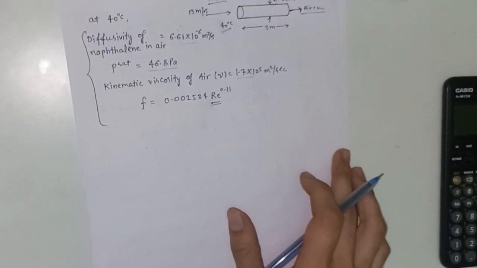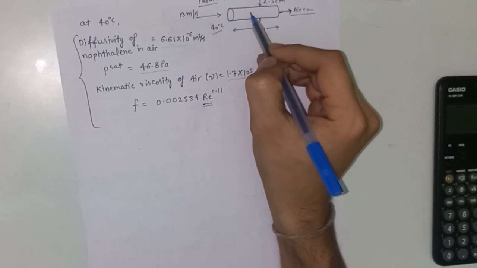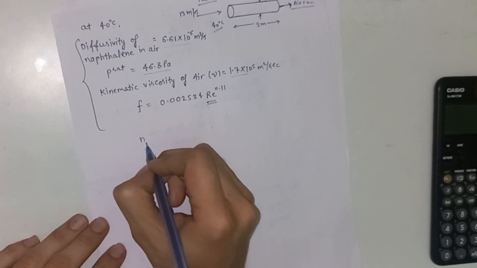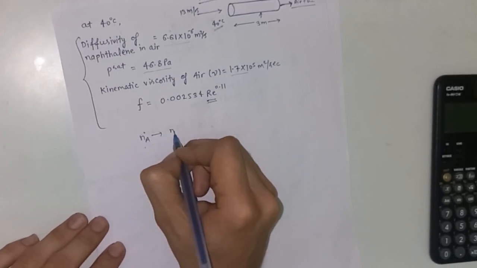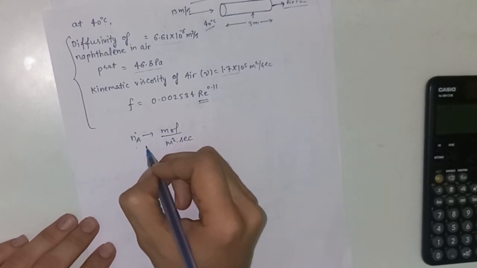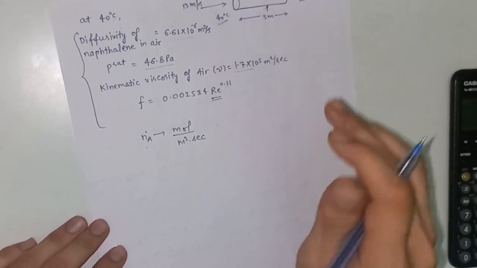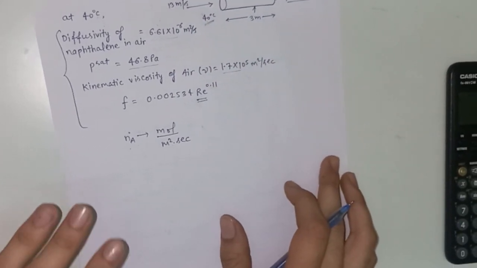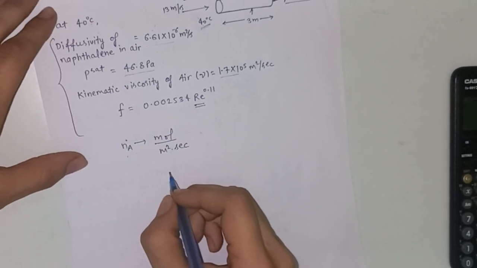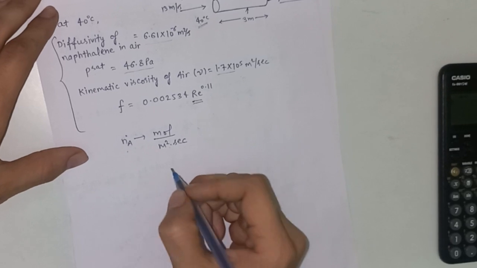Now we are going to find the transfer of moles of naphthalene into the air under these conditions. We need to find N_A, in moles per meter squared per second, that is the molar flux of naphthalene into the air. Before starting the solution, first of all we need to check the Reynolds number of the problem.